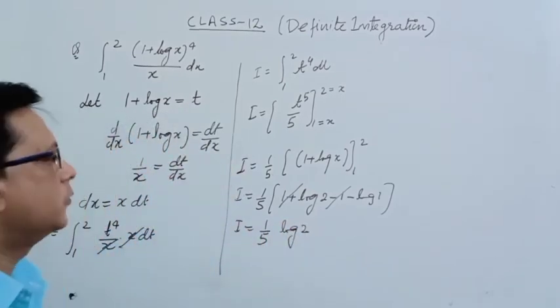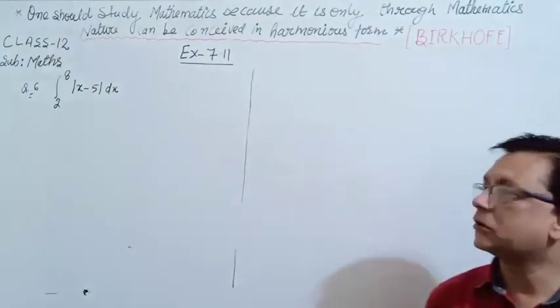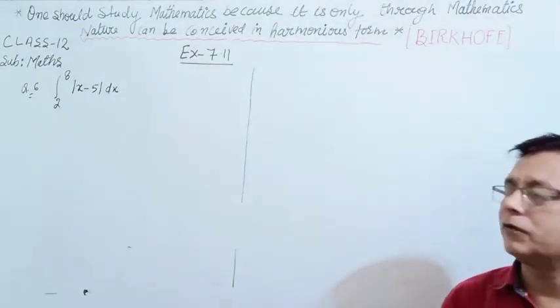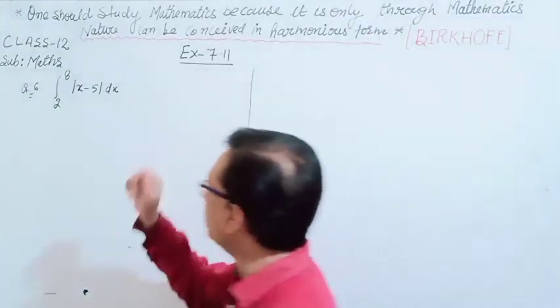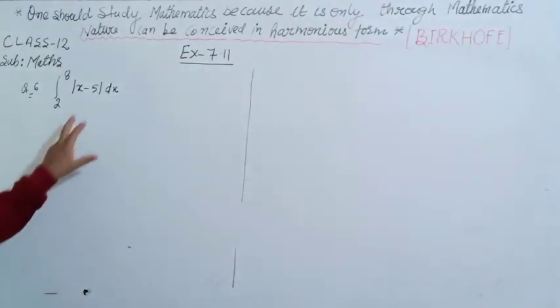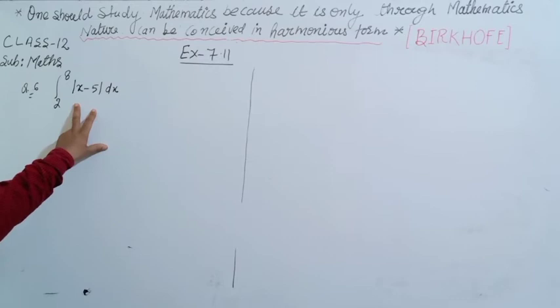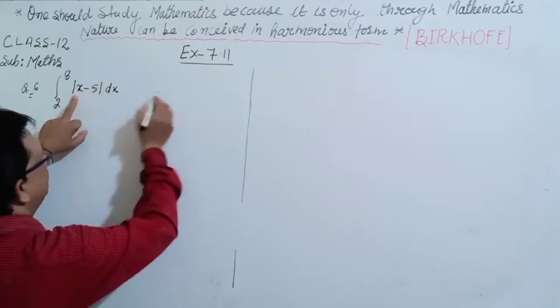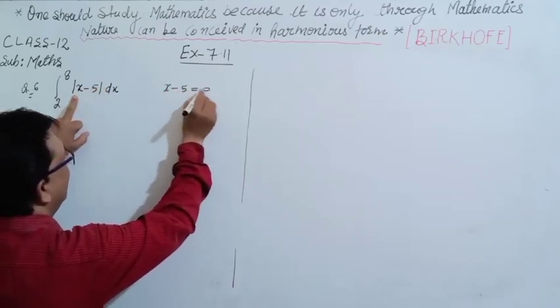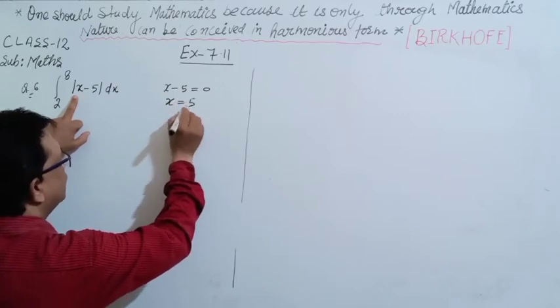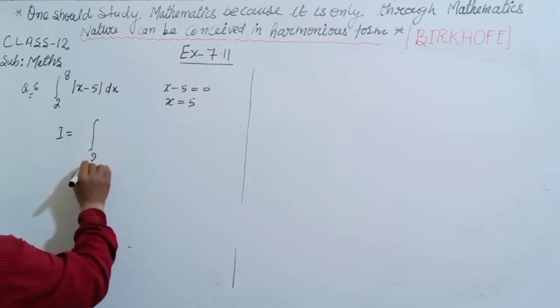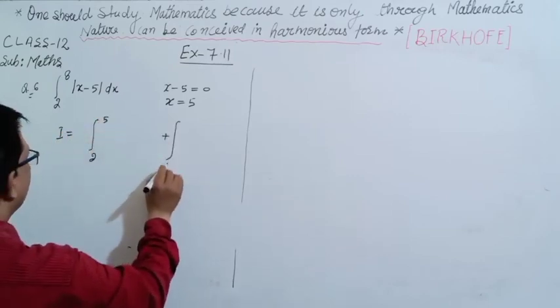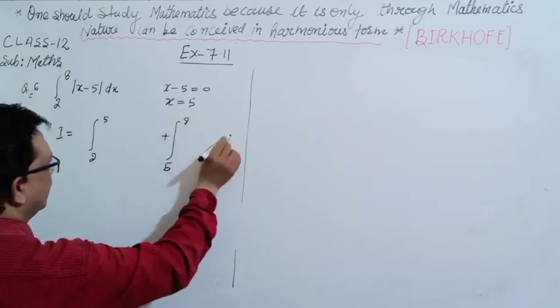So student, note this question. Questions 1 to 5 are from exercise 7.11, and today we are going to solve question number 6 and the remaining questions of the exercise. So here we first write question number 6. This is a modulus function question, so we break the question. In a modulus function question we break the question. For this we find the turning point. If x minus 5 is equal to 0, then x is equal to 5 is a turning point. So our limit is broken into 2 to 5 plus 5 to 8 dx.